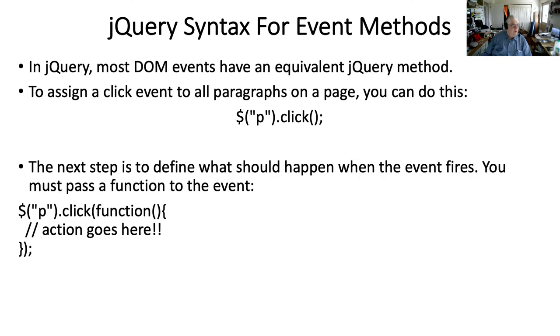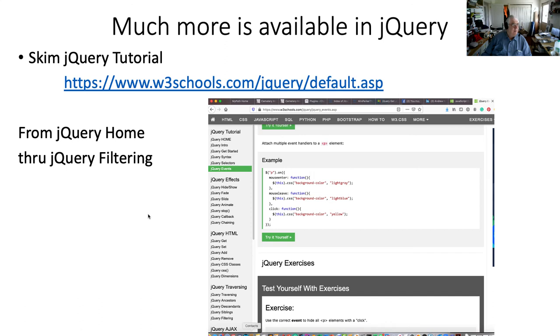The next step would be to define what happens when the event fires. You can pass a function to the event. So inside these parentheses, we're going to put the function that we want to happen. And whenever we get a click, it's going to fire and that function will happen.